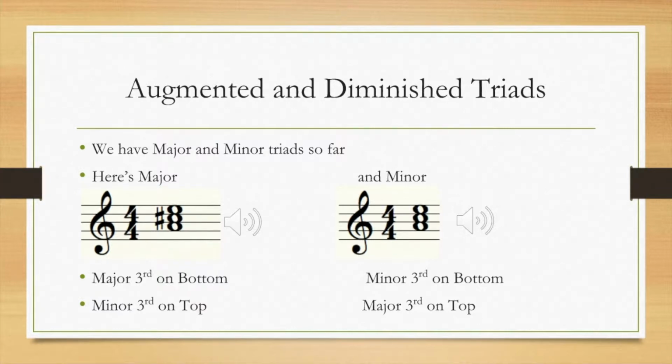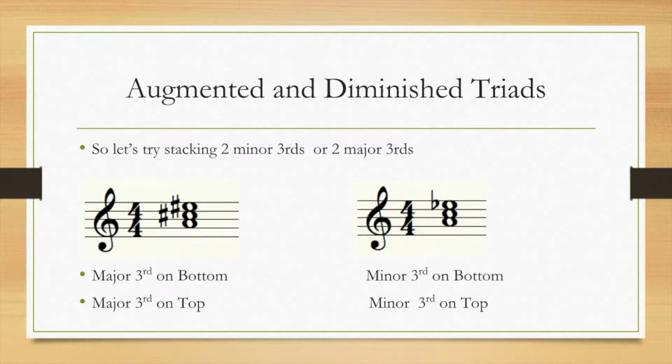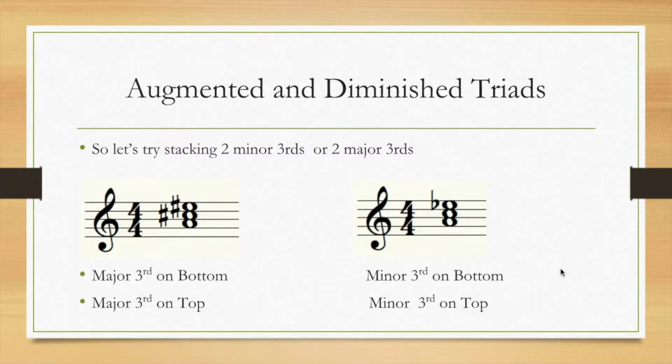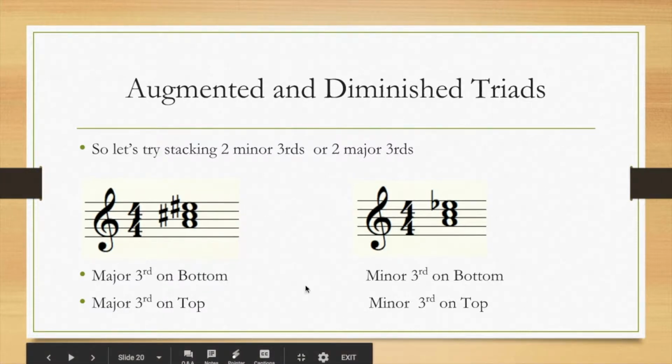Okay. Now, when we move on, let's try stacking 2 minor thirds or 2 major thirds. If we have this particular chord, the first one, it sounds like this. A major third on the bottom and a major third on the top. That's a unique sound. I don't think we've heard that before. We're going to come back to that. Now, when we stack 2 minor thirds on top of each other, that's the second chord, it sounds like this. We have heard that. That is the diminished triad.